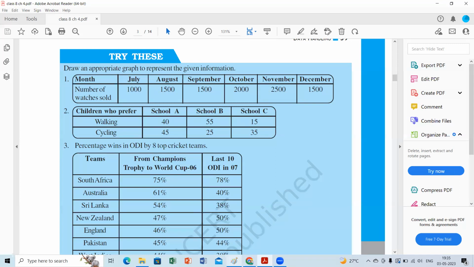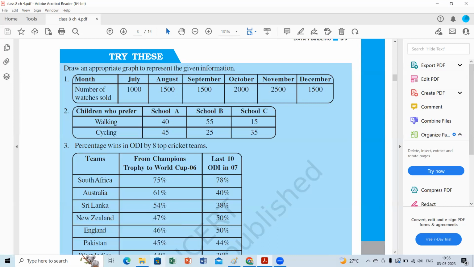Hari, Karthik, what is the suitable title for this? No one is responding. Harish, is it audible to you? Ma'am, the number of watches sold in consecutive months. No, not the first one, I'm asking about the second one, for the double bar graph. Are you there in the class or not?